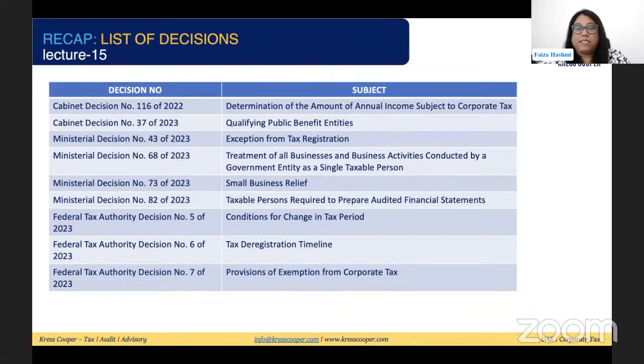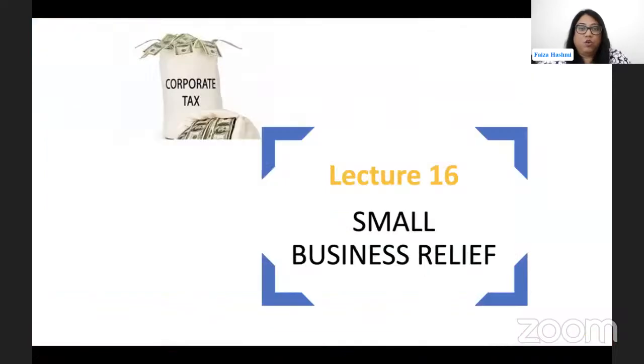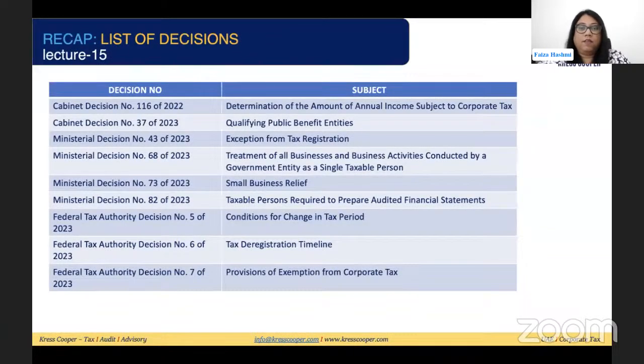Then there was an exception from tax registration, which I discussed in the previous slide, that there are 4 categories which are accepted. They do not need to apply as an exempt person: the government entities, government controlled entities, the natural resource business, extractive business, and one more that they had included in this exception, which is a non-resident who does not have a PE here and only derives state source income. Then one circular came out where the government entities can treat all the businesses as a single taxable person. Then we have small business relief. This is the topic which Mahar is going to discuss today with you in detail.